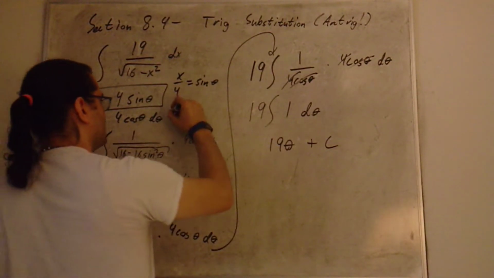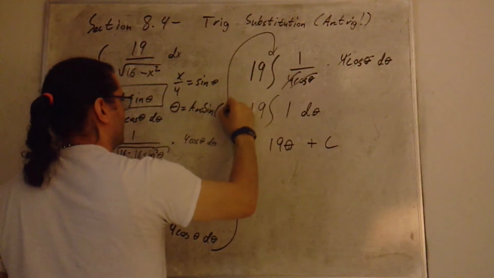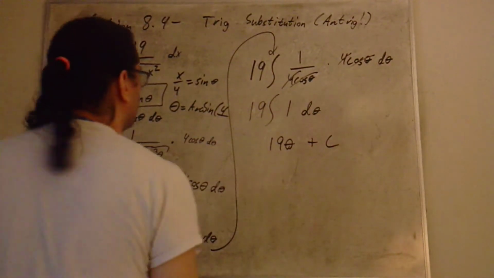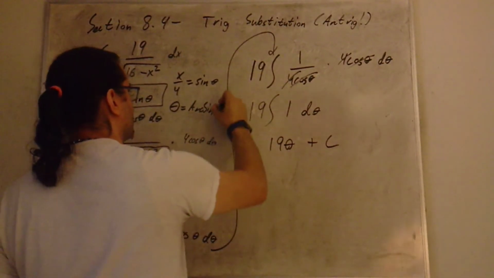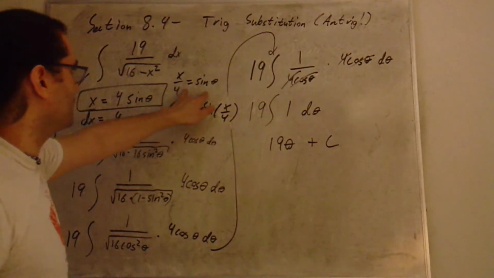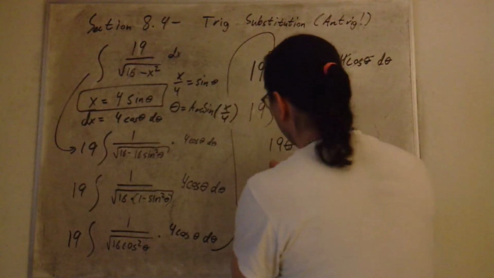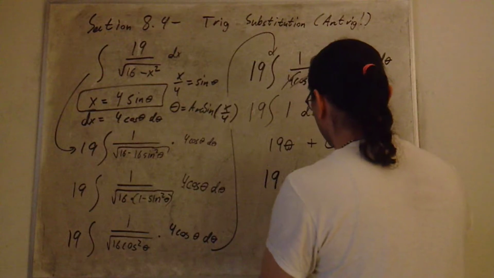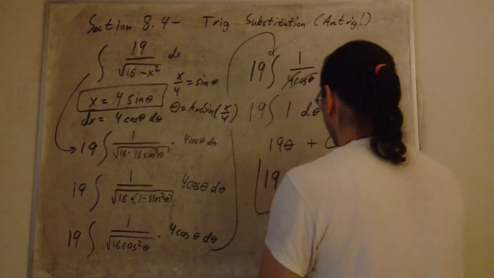Next step is theta is arcsine, not 4. Theta is the arcsine of x over 4. So we take the arcsine of both of these things, we get this. Final answer, 19 arcsines of x over 4 plus c.